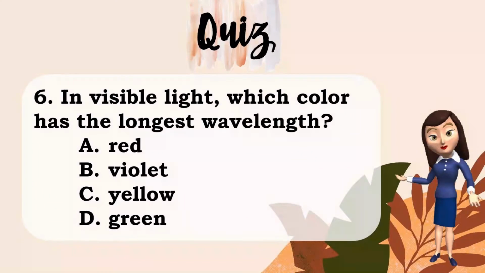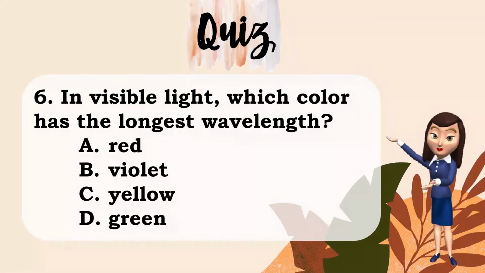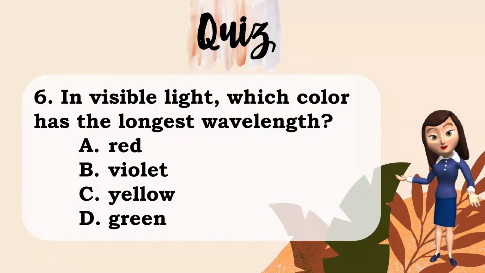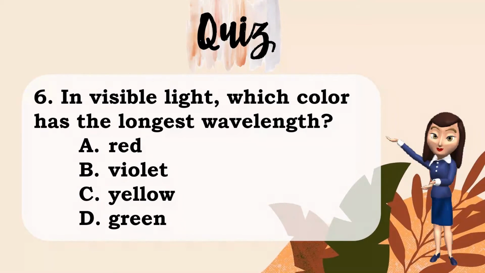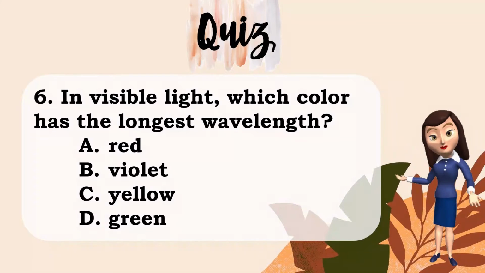Six. Invisible light, which color has the longest wavelength? A. Red. B. Violet. C. Yellow. D. Green.